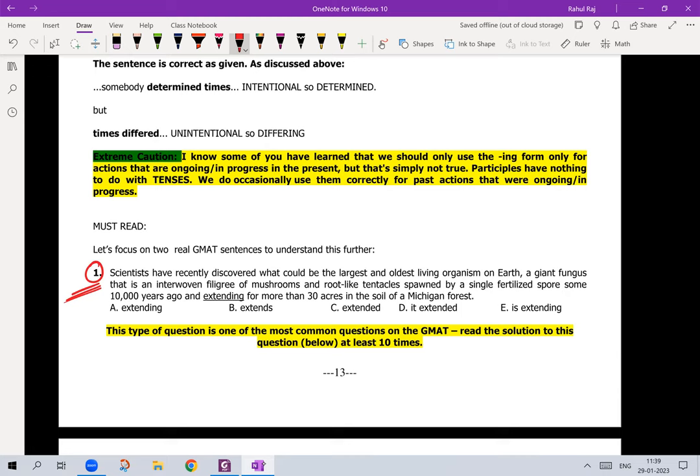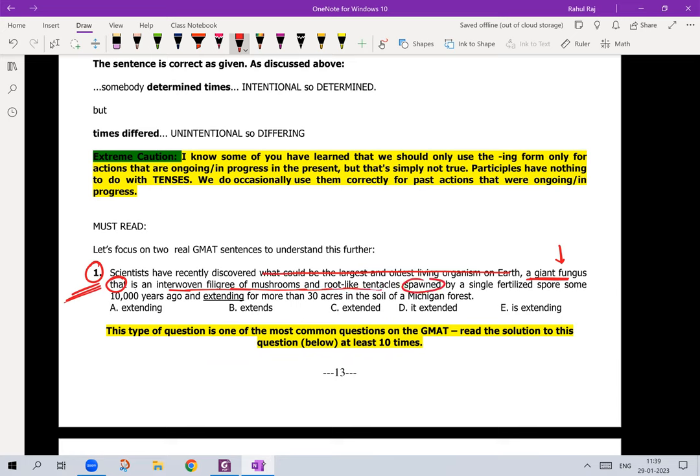So what the sentence is trying to say: scientists have recently discovered a giant fungus. That's it. Now, this is that. What is this that? A pronoun which is referring to the giant fungus. Now they're trying to describe what the giant fungus is. That is an interwoven filigree of mushrooms and root-like tentacles. That's it.